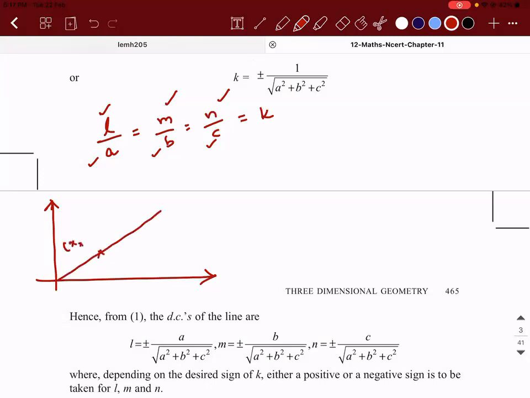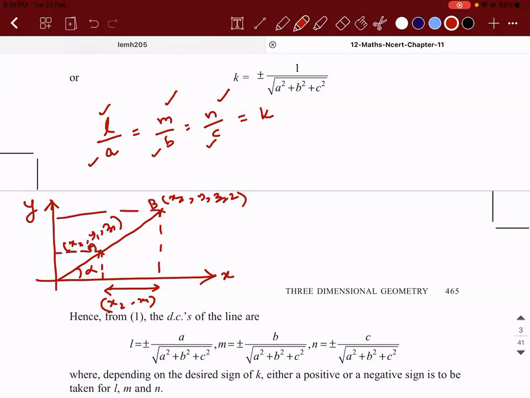If I take a line on which there are two points, x1, y1, z1 and x2, y2, z2, for simplicity I'm taking that this line is restricted to a plane, where the line makes an angle alpha with the x-axis. If I drop a perpendicular from here and here, what is this distance? Is it not x2 minus x1? And if I take this distance as AB, similarly if I drop a perpendicular onto the y-axis, this distance will be y2 minus y1. Now I take this as alpha and this as beta, for your understanding, in two dimensions.